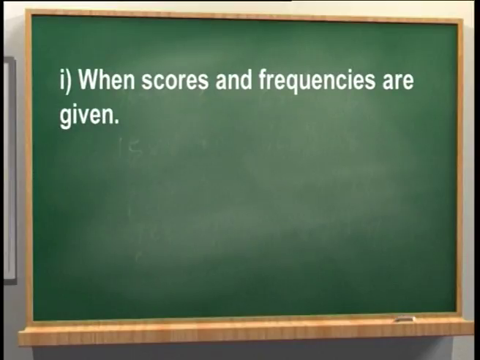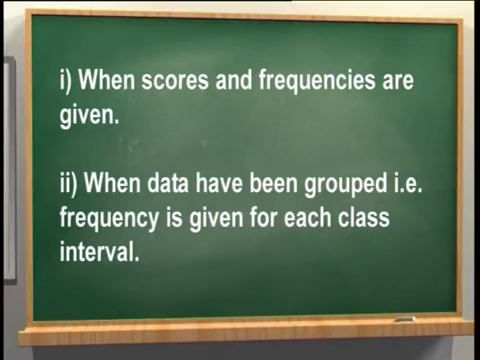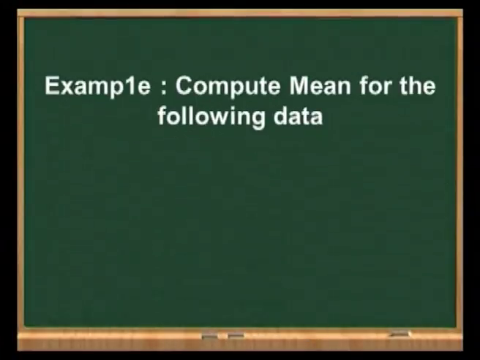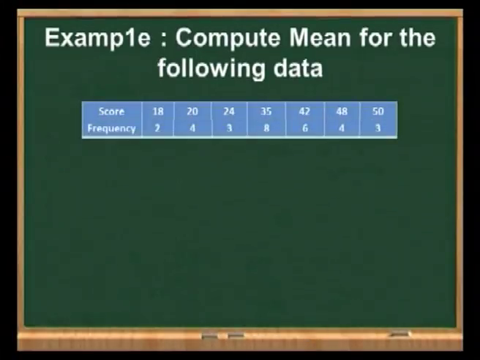There can be two situations of group data. 1. When scores and frequencies are given. 2. When data have been grouped, that is, frequency is given for each class interval. In the second case, we may compute either by the long method or by the short method using the assumed mean. These are explained. Let's calculate the mean for the following data.